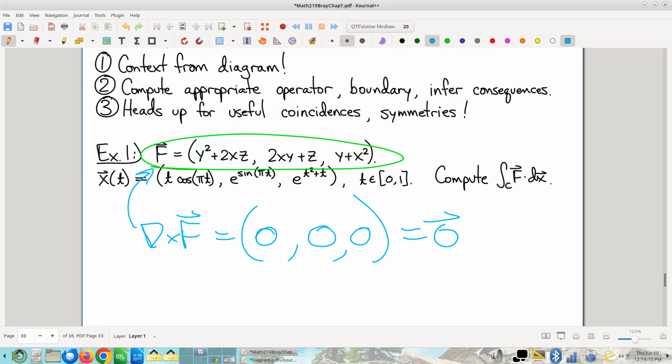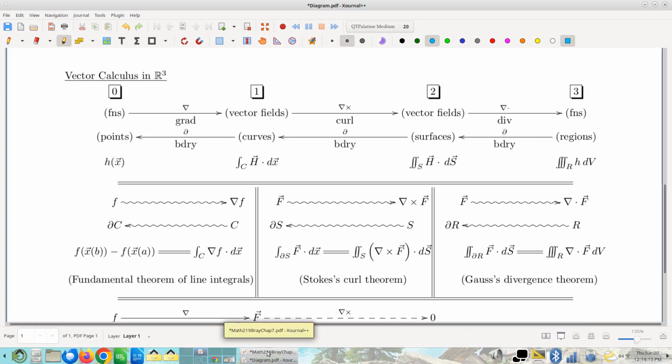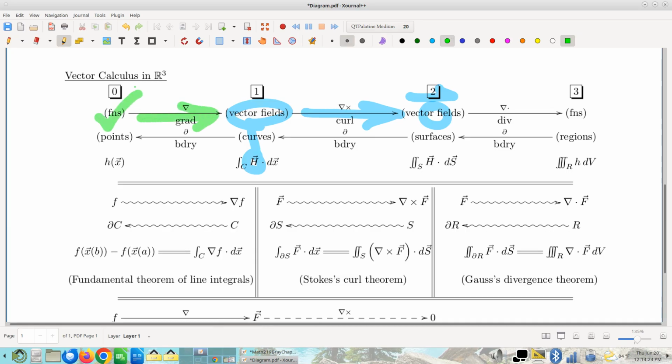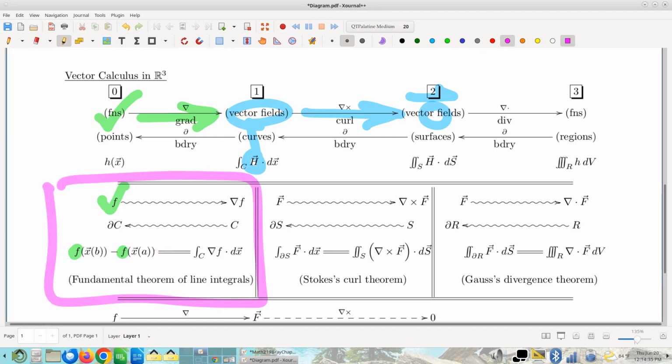Therefore, this is a gradient. Let me go back to the diagram. I took my vector field, I computed the curl, we got 0, therefore it is a gradient. It has an anti-gradient. That is the function that I would use right here in the fundamental theorem of line integrals. And so, yes, indeed, the fundamental theorem of line integrals is an option, and probably a really good way to solve this problem. Everybody okay?